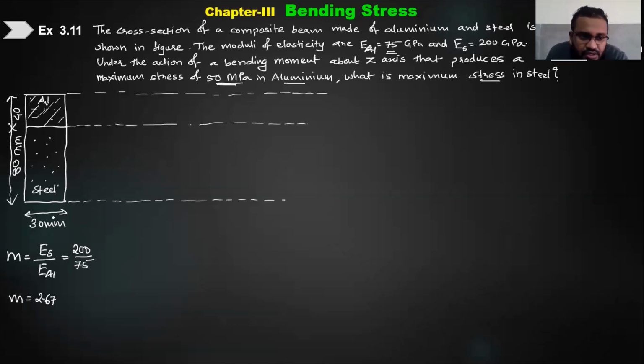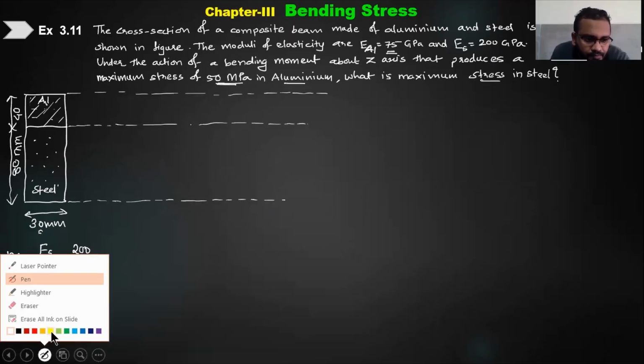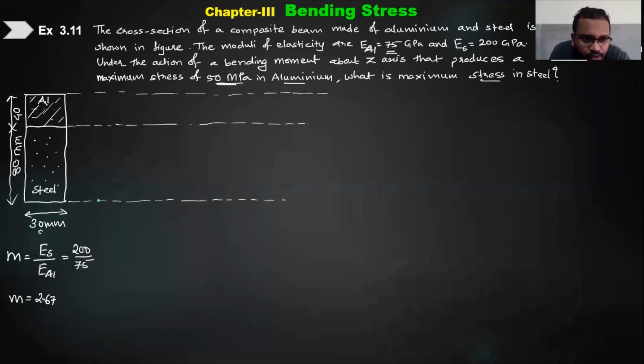Multiply which dimension? The dimension which is parallel to the neutral axis. The neutral axis is going to be on the horizontal axis, so the 30 mm dimension I am going to change. And 30 mm when you multiply by 2.67, how much will it be? कितना होगा? 80.1. Okay. So I'll be calculating this, let's say, 80.1 dimension.